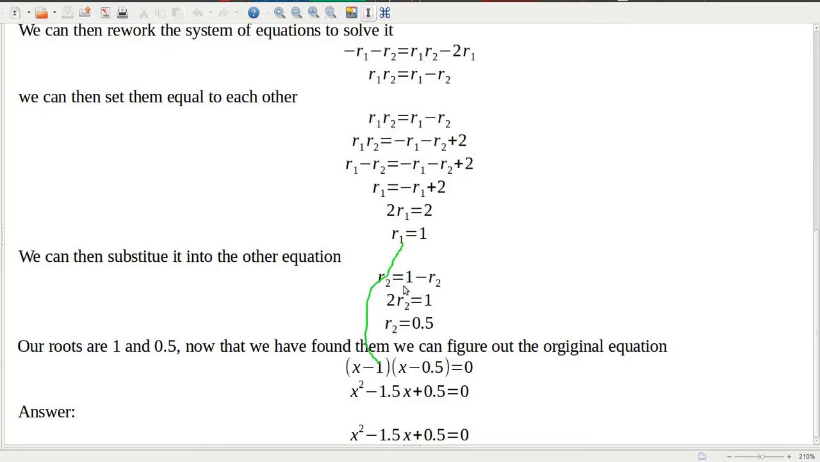We can then substitute our values into our original equation, which was (x minus r1) times (x minus r2), to yield the equation the student was trying to solve. So we write (x minus 1) times (x minus 0.5) equals 0. Then if we FOIL this, we get x squared minus 1.5x plus 0.5 equals 0. This is also our answer.